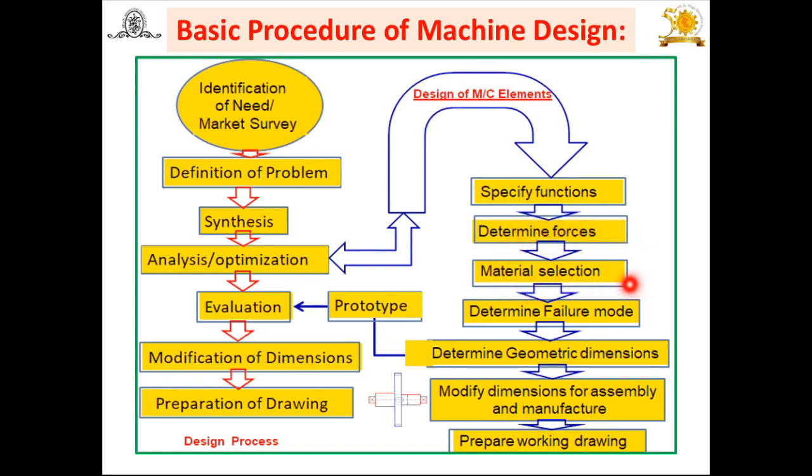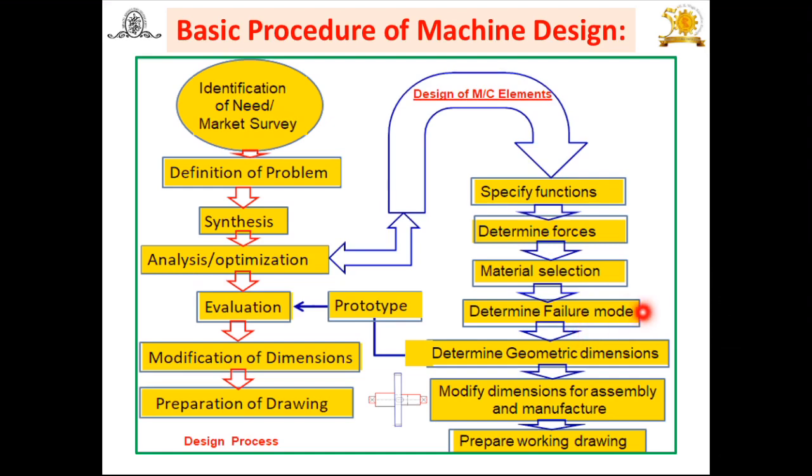Then material selection. Once we have calculated the different forces, then select the suitable material for that component, maybe shaft, maybe gear. Material selection means ultimate tensile strength, yield strength, then BHN, all these are the properties associated with material. Then determine the failure mode. Failure mode means how this component is going to fail, whether it's a brittle failure, ductile failure, or we have to find out its failure mode. Then next, once we determine the failure mode, whether this component is going to sustain or not.